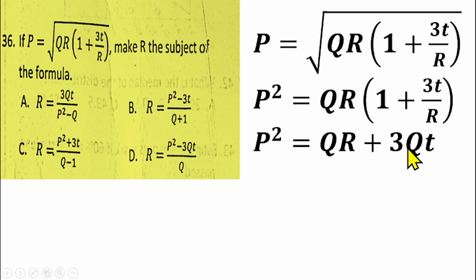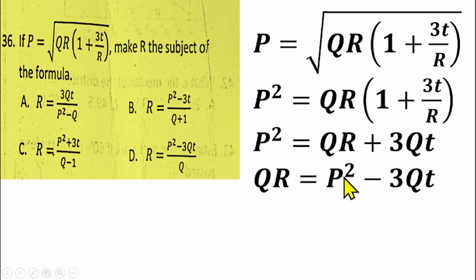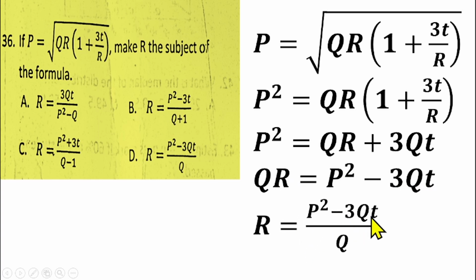That gives us 3QT. From there you can collect like terms. We can move this one here. So we'll be having QR equals P squared minus 3QT. Our aim is to find R, so we can now divide both sides by Q. That will give us R equals P squared minus 3QT over Q. And that will make option D the right answer.